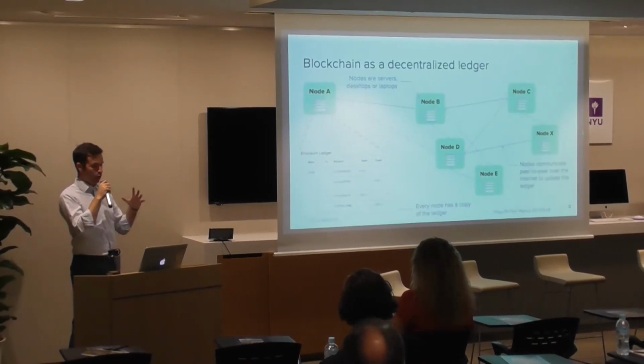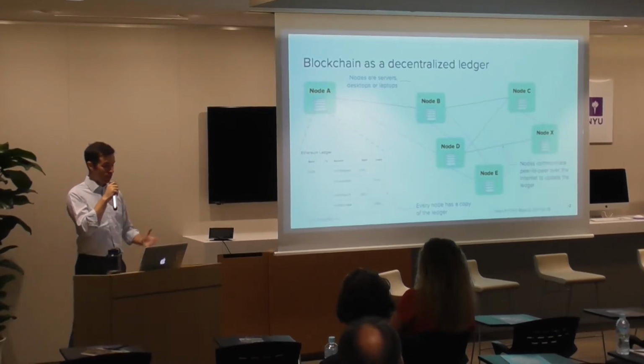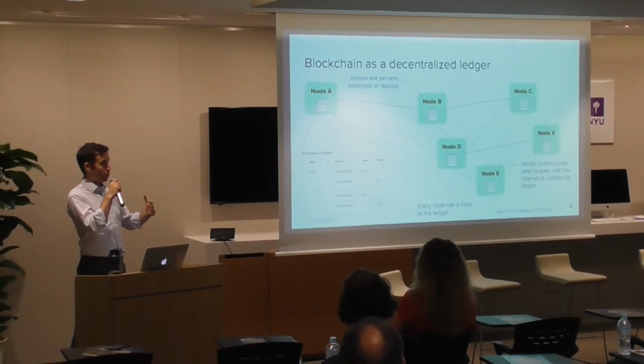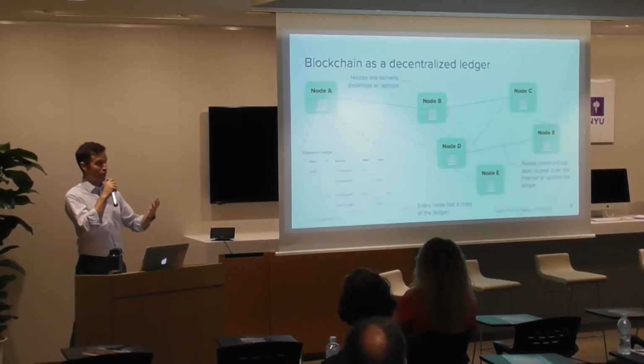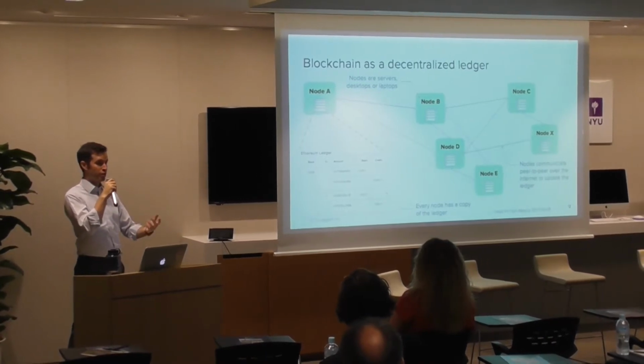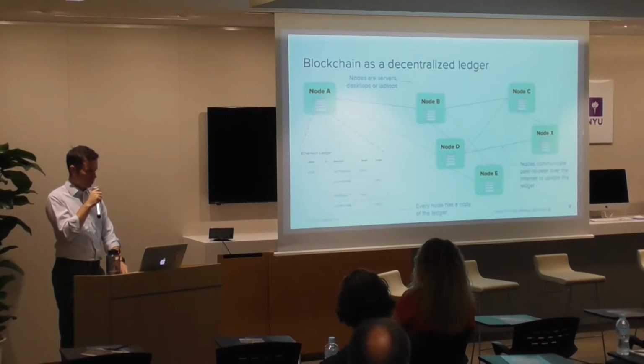If we take one step out and look at what Ethereum looks like in a bigger picture, the Ethereum network is a collection of nodes, and each node has a copy of the ledger, and the nodes communicate over the internet in a peer-to-peer sense. So there's no centralized authority arbitrating. The nodes arbitrate amongst themselves.